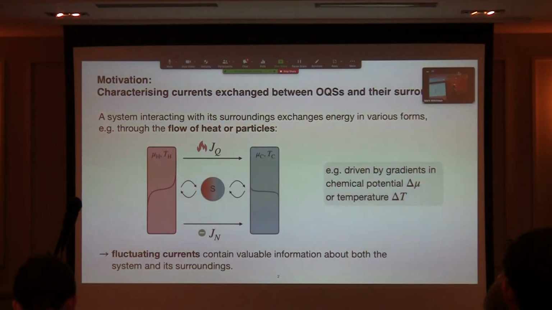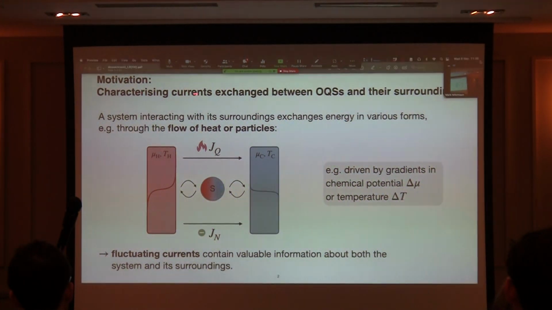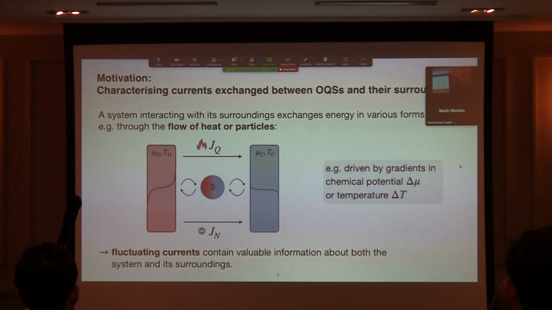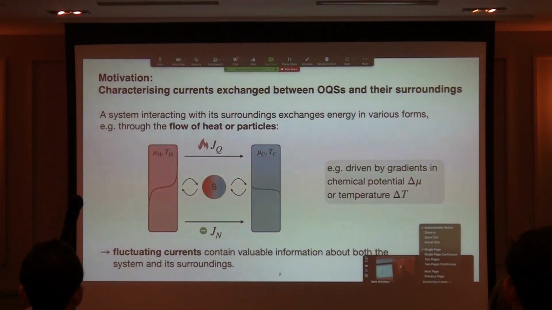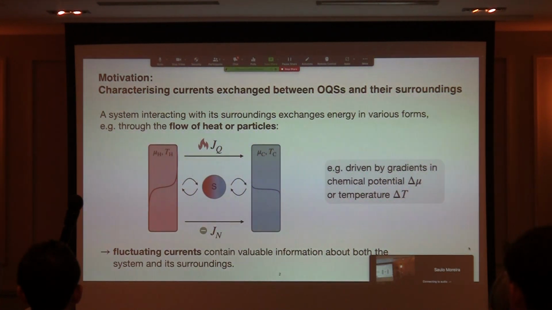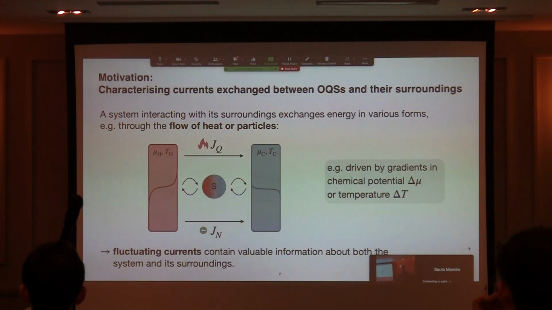what we're discussing here. We would like to characterize currents that are exchanged between open quantum systems and their surroundings. A system that's interacting with its surroundings typically exchanges energy in various forms, either through the flow of heat or particles as sketched here, and these currents are typically driven by gradients in either the chemical potential or the temperature. Now, we're interested in fluctuating currents because they contain information that's relevant both for understanding the system and its surroundings.